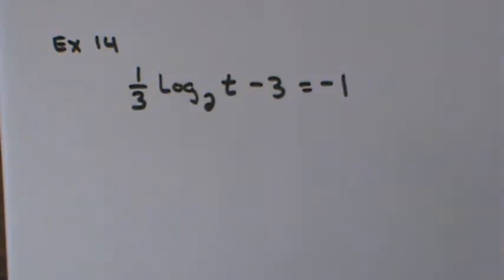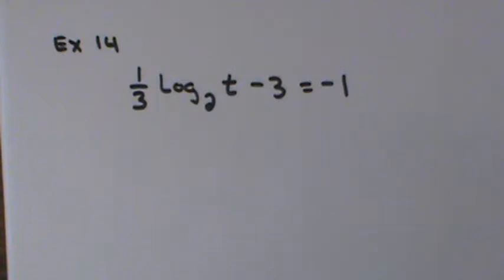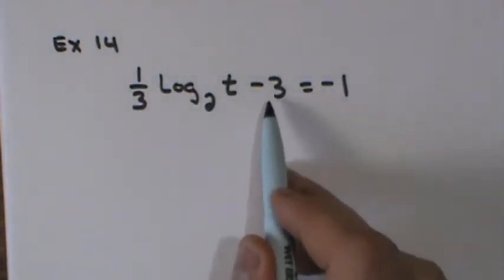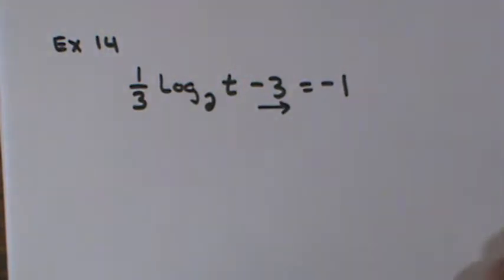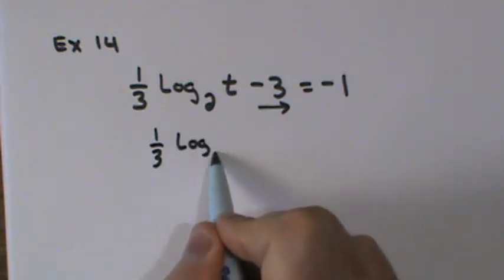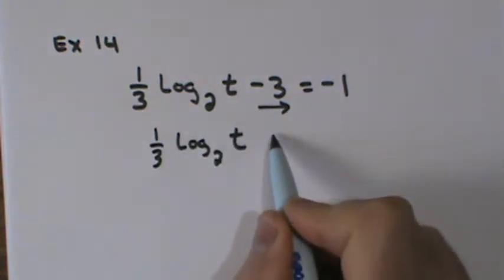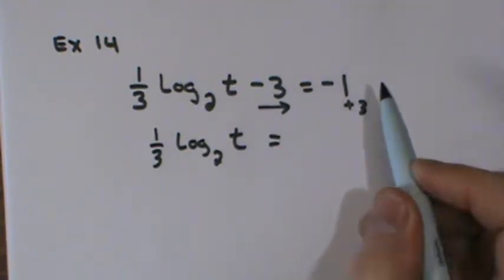A few more examples of how to solve equations involving logarithms. So here we have a problem and it has all kinds of pieces and parts to it. And as I continuously say, nothing really changes. You can still move your basic terms. So in this problem, this -3 here, there is nothing preventing me from moving it to the other side of the equation. I can write 1/3 log base 2 of t equals -1 plus 3, so when I add 3 to that, I get 2.